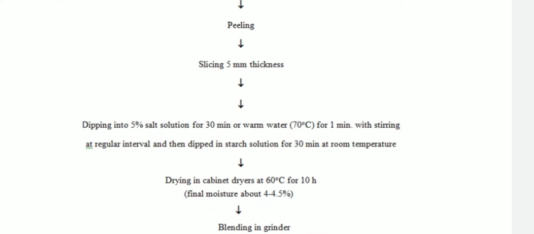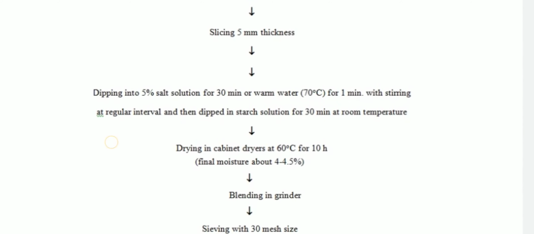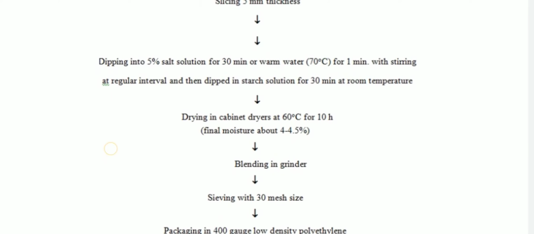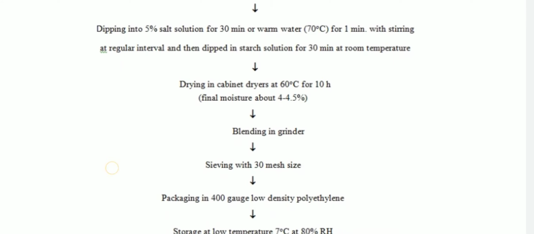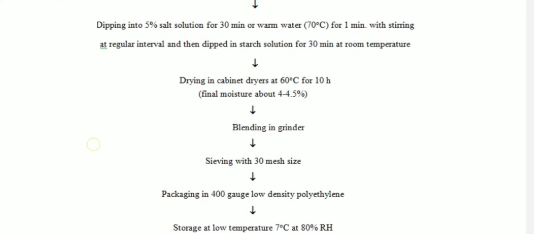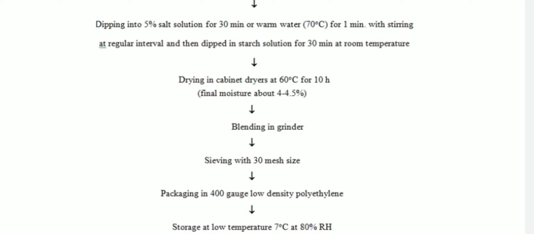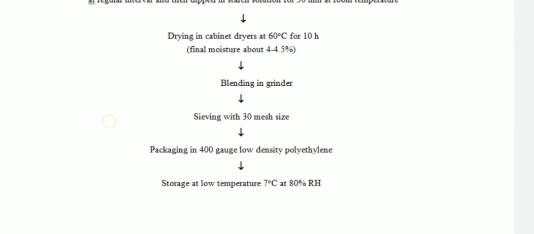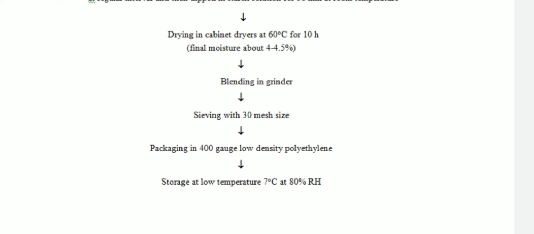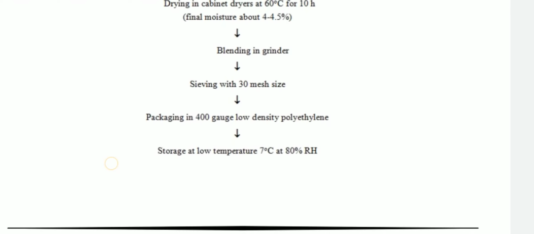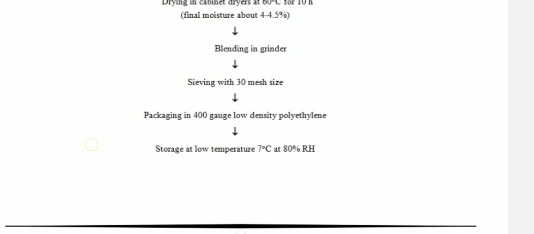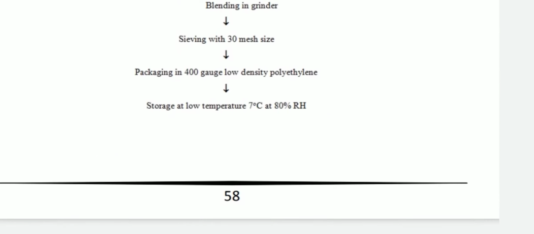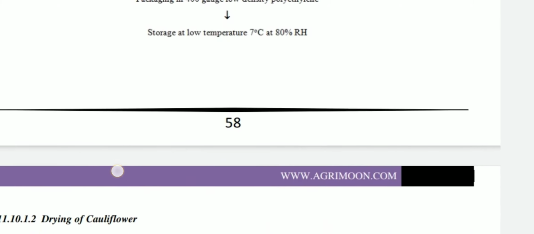Peeling, slicing, 5 mm thickness. Then 5% salt solution for 30 minutes, or warm water, that is 70 degree centigrade, for 1 minute with stirring at regular intervals. Then dipped in starch solution for 30 minutes at room temperature to give certain structure. Starch will give certain structure so that drying is facilitated, and the surface area is open to the hot air. Then cabinet dryer, time-temperature combination is 10 hours at 60 degree centigrade. The final moisture content achieved is 4 to 4.5%. Then blending, sieving with 30 mesh size, then packaging and storage at low temperature.